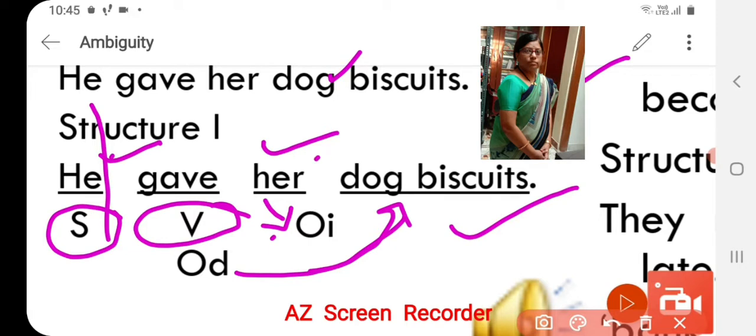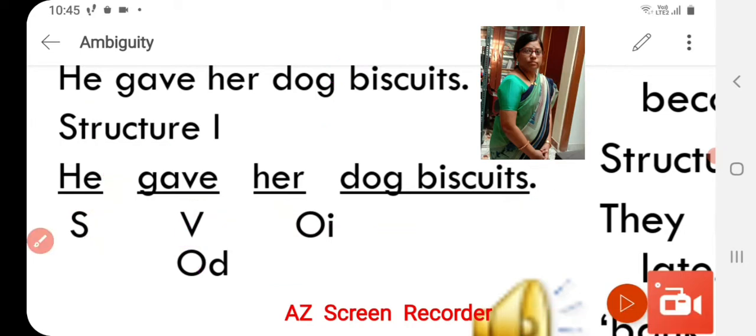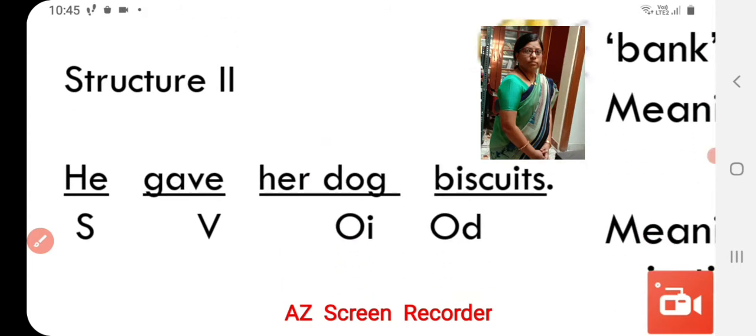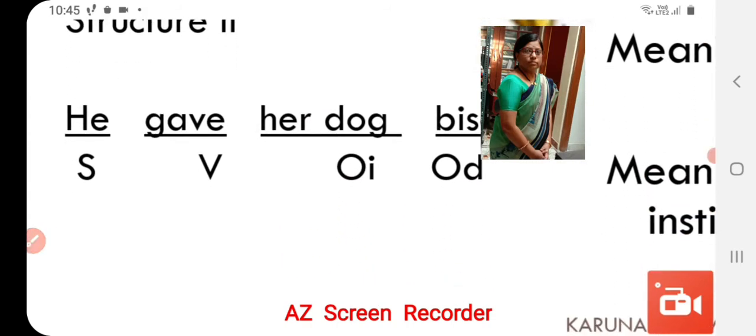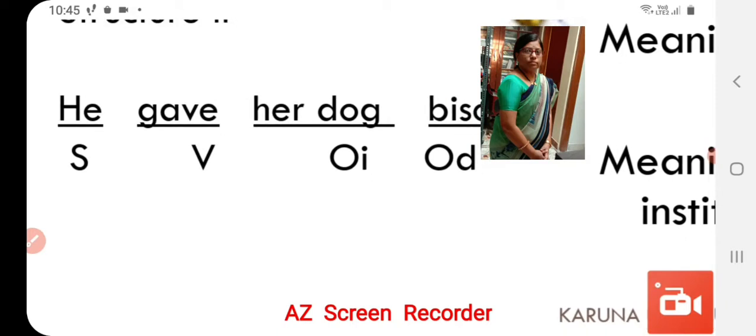Now this is very funny. He gave the girl biscuits made for dogs. Now why is this meaning there? Because we made the structure like SVOO. Now let us try to put it another way. Structure second. Now this time it is something good. What happens?